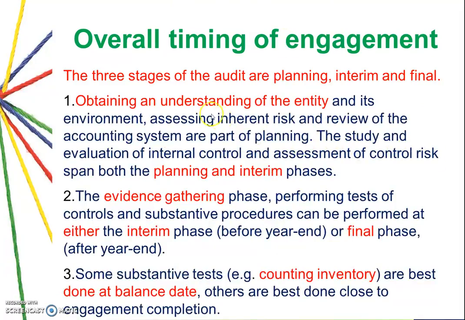The overall timing of the audit engagement will also include 3 stages: planning, interim, and final. The planning and interim phase is where the auditor will obtain an understanding of the entity. The evidence gathering phase is either in the interim before year-end or final after the year-end. Substantive tests will be done either at the balance date or performed close to the engagement completion, so after the year-end.